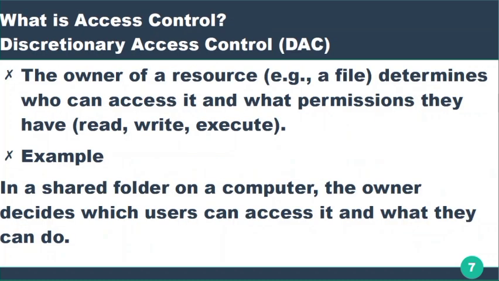Now, I'm still on access control. We are talking about discretionary access control. This is a situation in which the owner of a resource determines who has access to it and what permissions they have: the read, the write, and execute. On Linux, you will see R, W, and X.